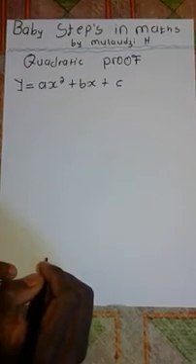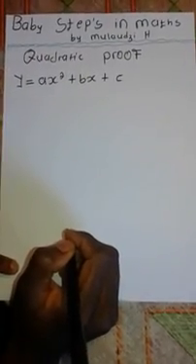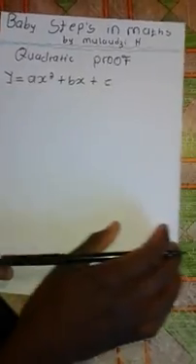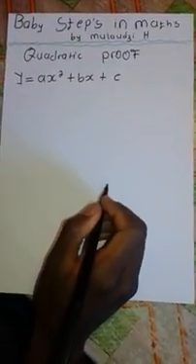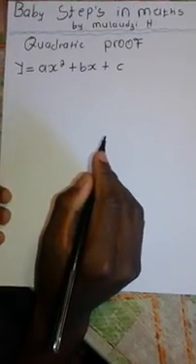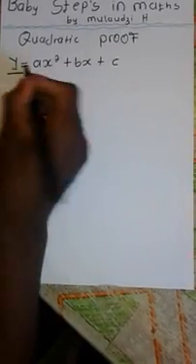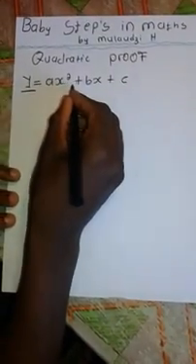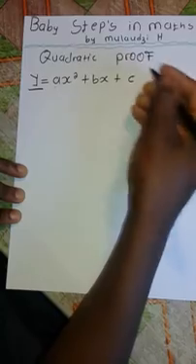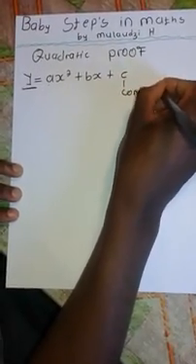Okay, today we are going to prove the quadratic formula. Now, in order for us to find the value of x-axis, we have to let our y be equal to 0. Okay, we know that our y depends on ax squared plus bx plus c, provided that c is a constant term.